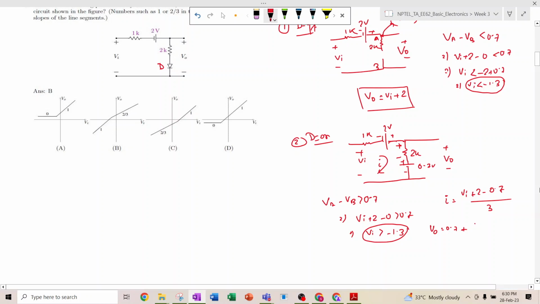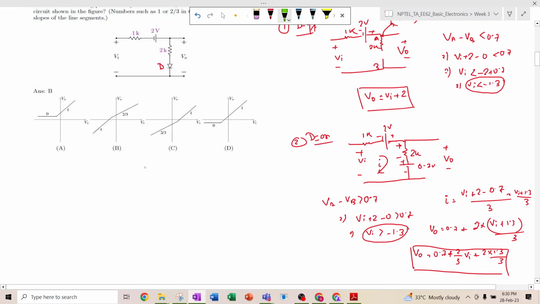Here we can write I as Vi plus 1.3 divided by 3. So VO is 0.7 plus 2 into Vi plus 1.3 divided by 3, which is 0.7 plus 2 by 3 Vi plus 2 into 1.3 by 3. So this will be the VO. Okay.